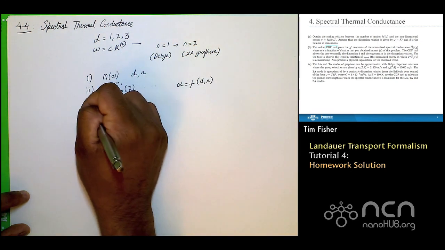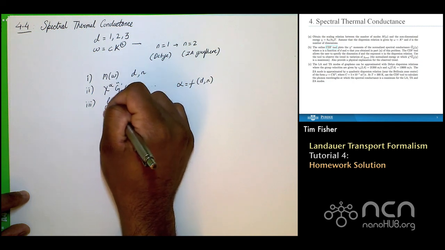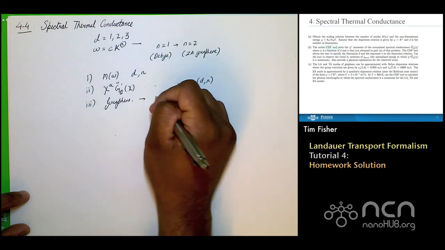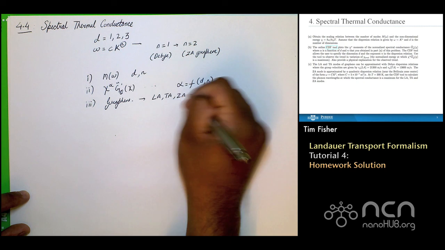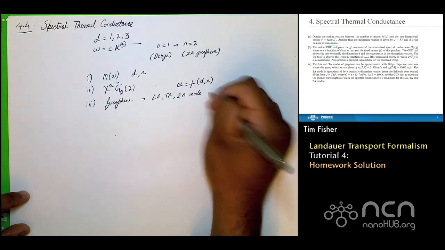And in the third part of the problem, I'm going to take the case of graphene, and we are going to analyze the LA, TA and the ZA modes for the spectral thermal conductance.